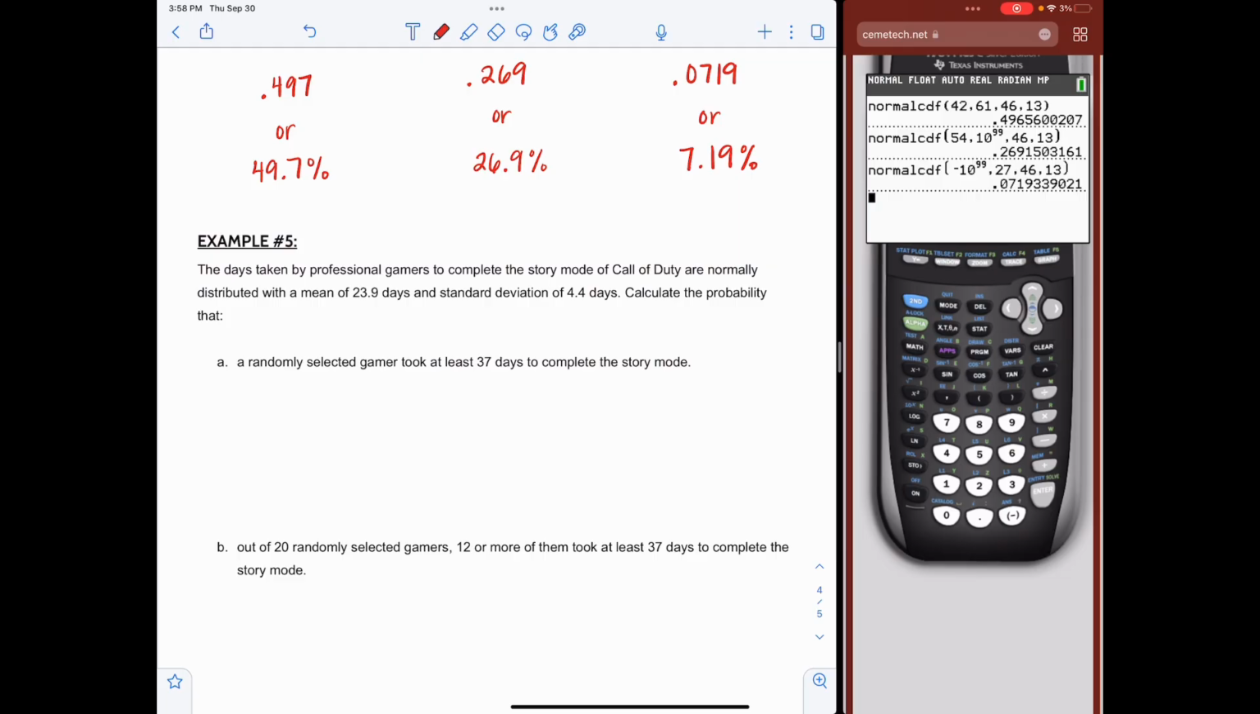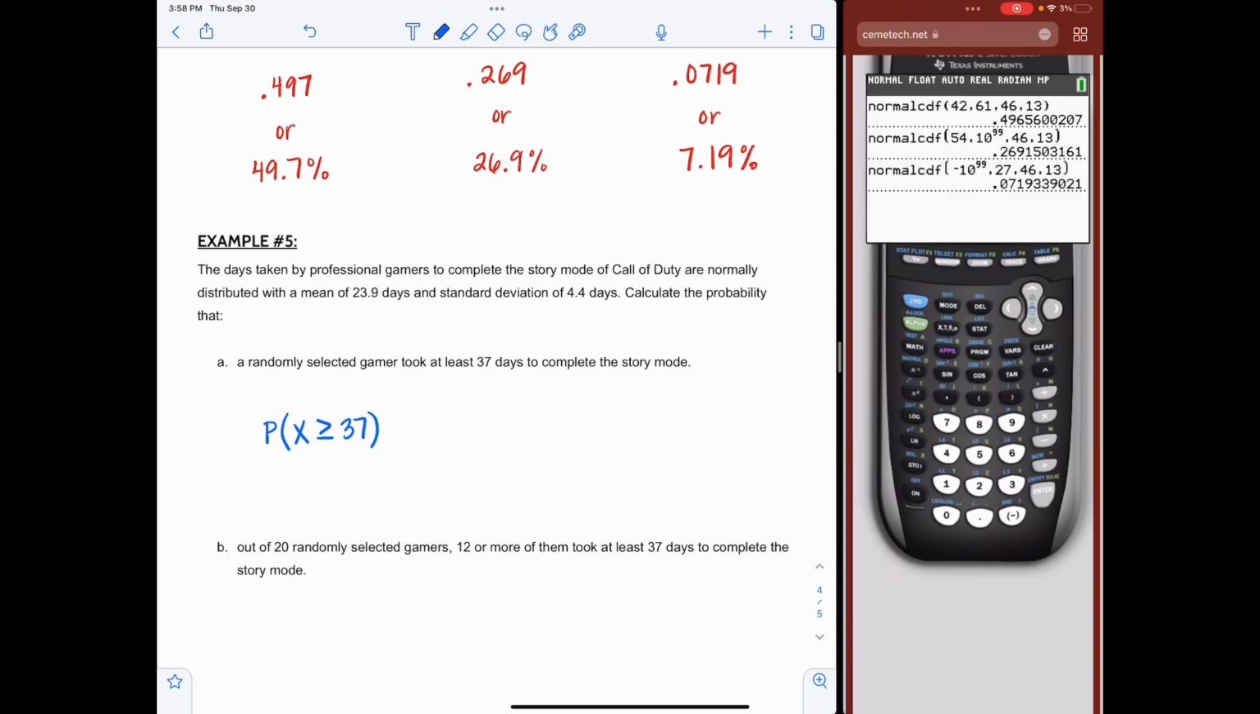All right. Last but not least, example number 5. The days taken by professional gamers to complete the story mode of Call of Duty are normally distributed with a mean of 23.9 days and a standard deviation of 4.4 days. Calculate the probability that a randomly selected gamer will take at least 37 days to complete the story mode. So I'm trying to figure out the probability that the time will be at least, that means greater than or equal to 37.